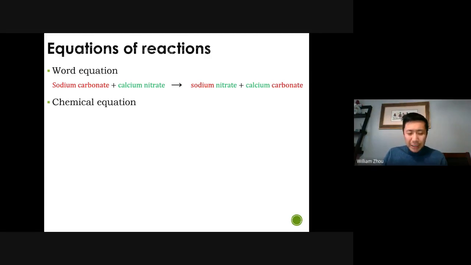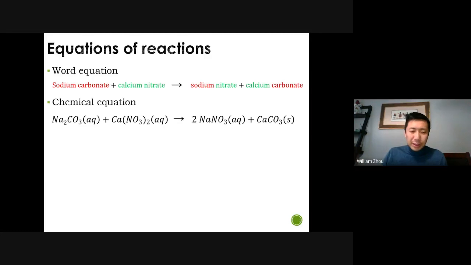Very often in chemistry, we don't use word equations, we use chemical equations. So the exact same thing expressed in chemical formulas. Sodium carbonate, that is Na2CO3, okay, which is something that we learned. Sodium is Na, carbonate is a polyatomic ion, that is CO3. For every CO3, which is 2 minus, you will need 2 sodium atoms, which is 1 plus each. So that's why Na2CO3, okay, plus calcium nitrate.